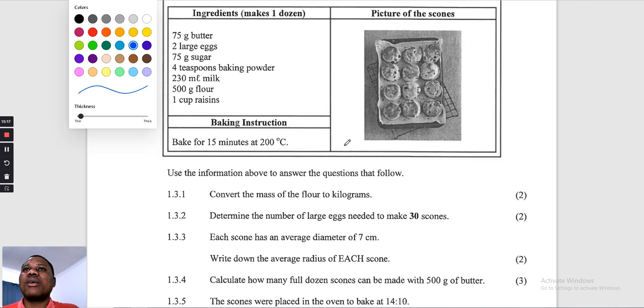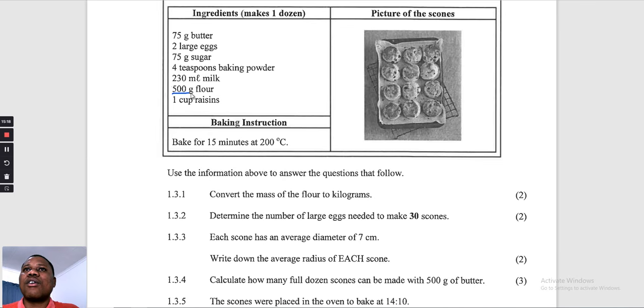So the flour here, we can see that we have 500 grams, meaning that we must convert 500 grams into kilograms. So we must check the relationship between kilograms and grams. According to the metric system, again, 1 kilogram is equal to 1000 grams. Now we check the left and the right. We have the grams. That means we're going to have 500 grams here, which is equal to a question mark. Then what do we do? We cross multiply.